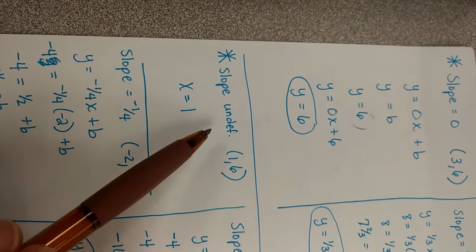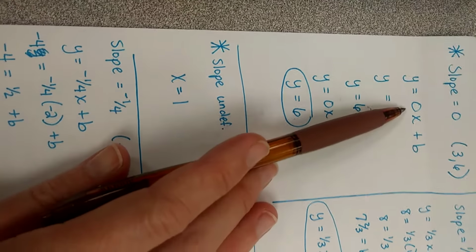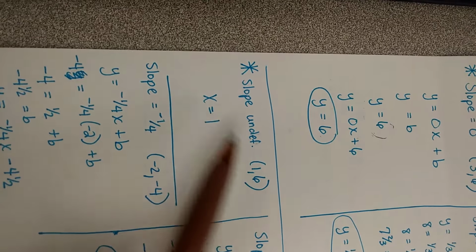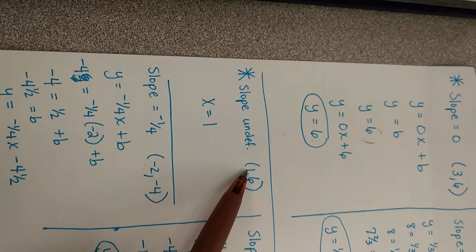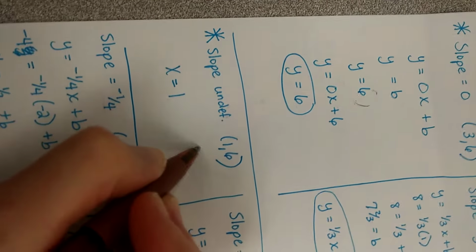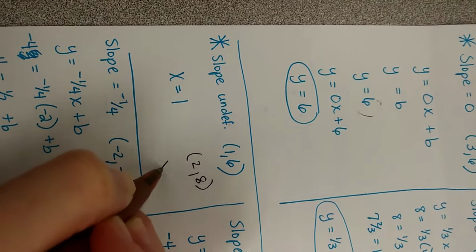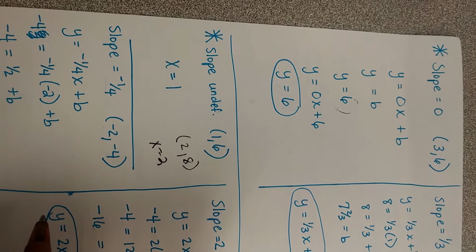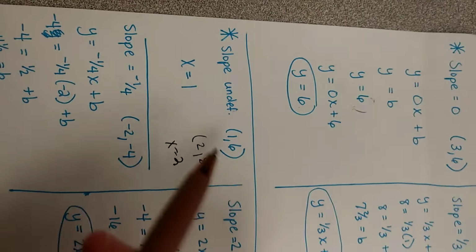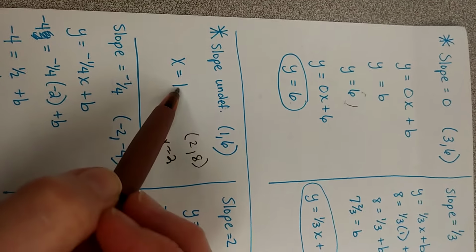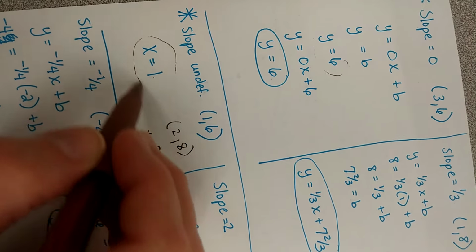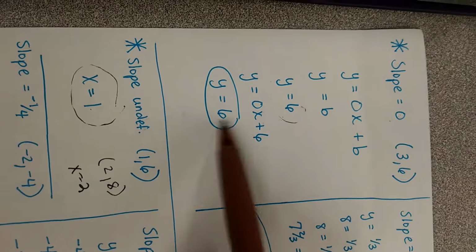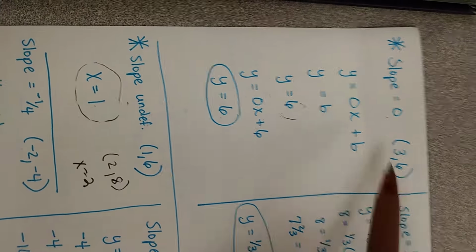We can't write undefined times x. We can't put undefined into our equation, so we don't even try. We just steal the x part. So when it's undefined, I write x equals whatever it told me. If my slope is undefined and my point is 2, 8, then I write x equals 2. If my slope is undefined and my point is negative 1, 10, I write x equals negative 1. You just steal that bit and write it down, and that's the answer. That's the equation of the line. If the slope is 0, you steal the y, and you just write y equals whatever that number is.